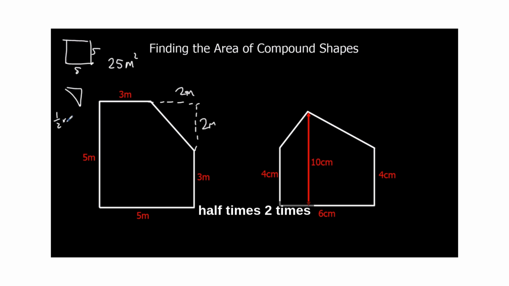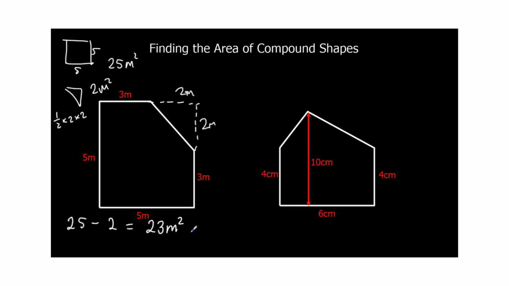So half base times height, half times 2 times 2. Half times 2 is 1. 1 times 2 is 2. That's 2 meters squared. So we've got 25 take away 2, which is 23 meters squared.